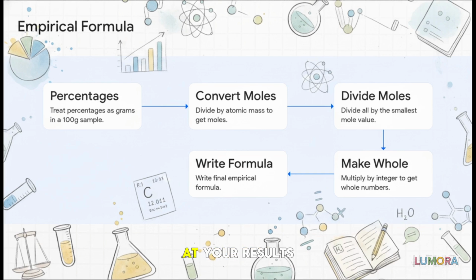Step 3. Look at your results and divide all of them by the smallest mole value you just calculated. Why do we do this? Because this mathematically forces the smallest component to become the baseline of 1, establishing the foundation for your ratio. Step 4, if your ratios aren't whole numbers yet, just multiply them by a suitable integer until they are. And step 5, write out your final empirical formula. Boom. When you understand the why behind step 3, I promise you, you will never forget this process.